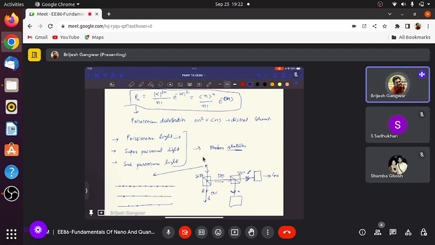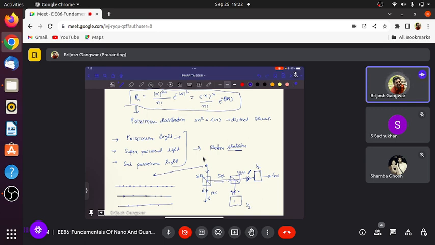We can only find the probability. If only one photon comes from this side, it will either go this side or this side, so the probability is half. The probability that this detector will count that photon is half. So this is a type of correlation.